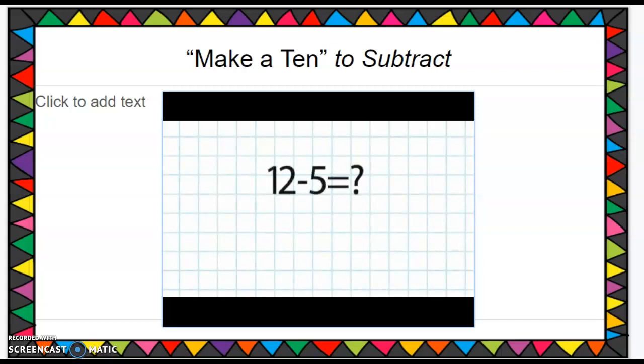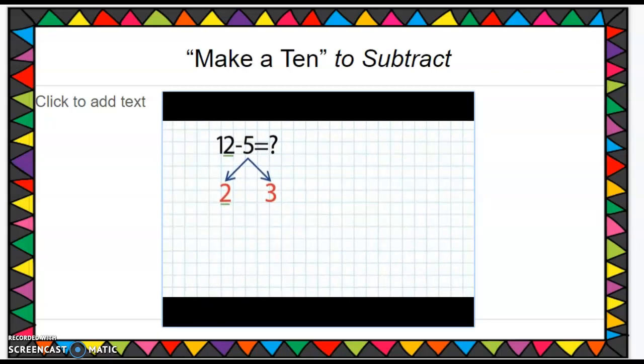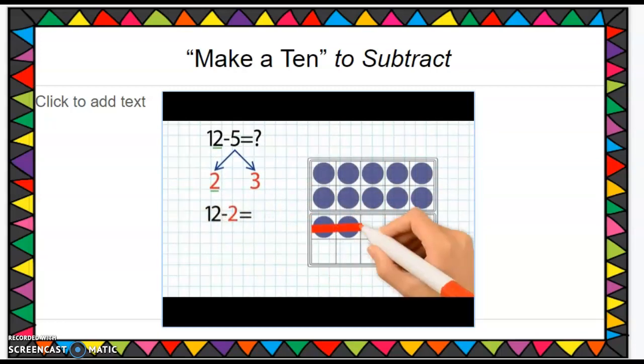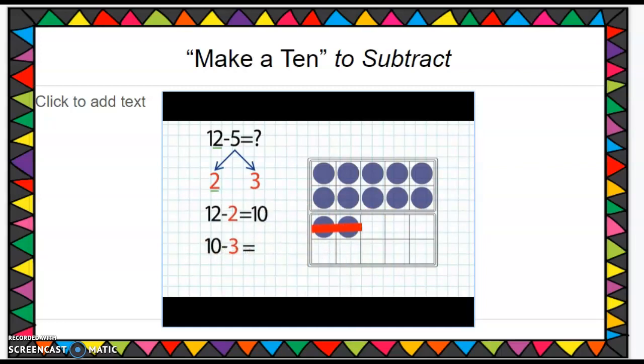Another example, 12 minus 5. What 2 numbers can I break 5 into? I can do 2 and 3. 3 plus 2 is 5. So I'm going to take 2 away first. 12 minus 2 is 10. Remember, friends of 10? 10 minus 3 is 7. So 12 minus 5 equals 7.